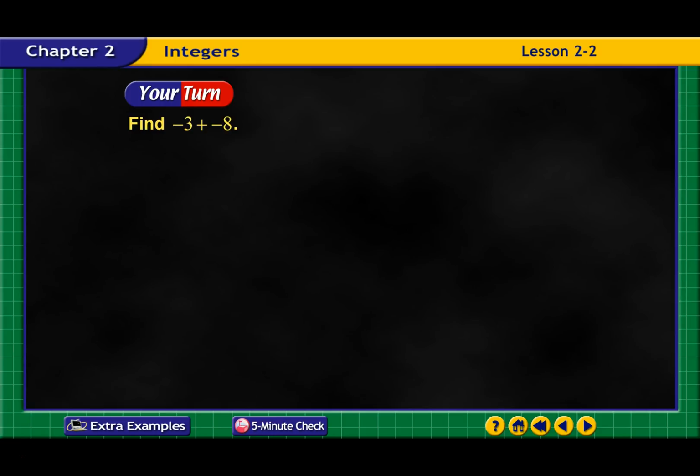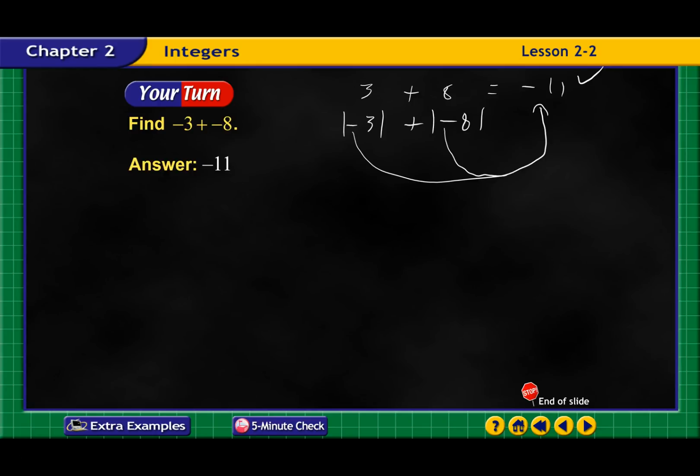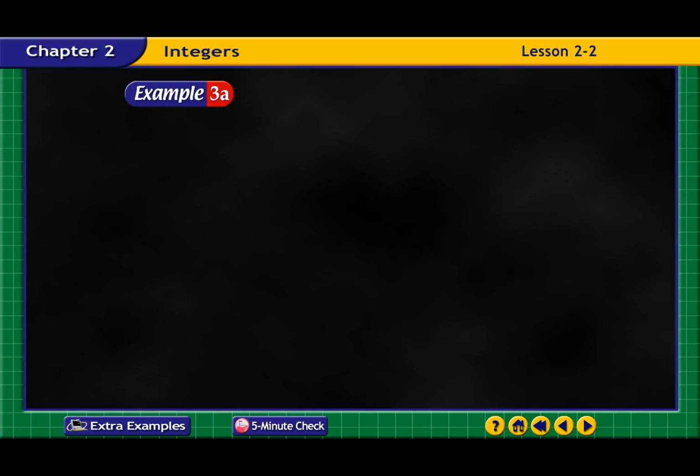Okay, so we take the absolute value of each one. So I'm going to have the absolute value of -3 plus the absolute value of -8. So it's going to be 3 plus 8 equals 11. Looks like we have a negative sign and a negative sign. So I'm going to take those negative signs together and put that negative sign here to make it -11.